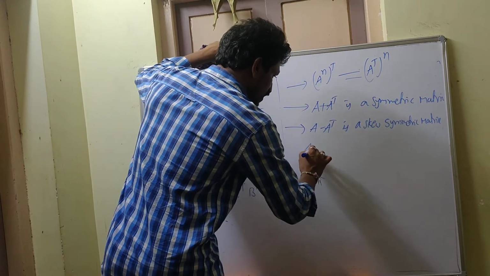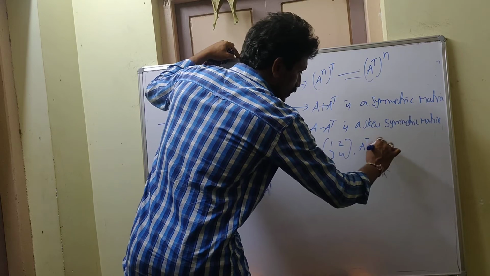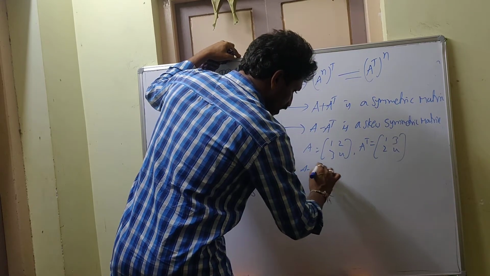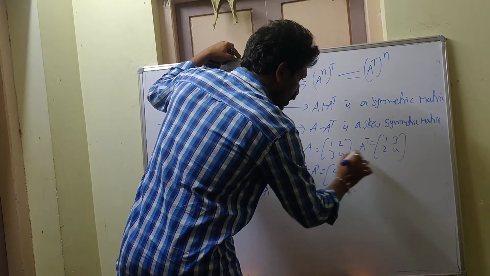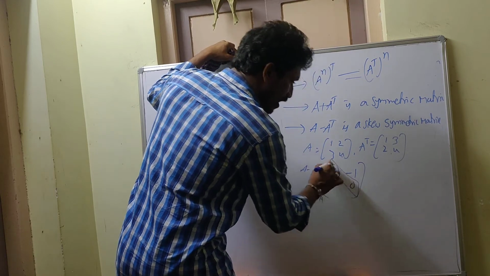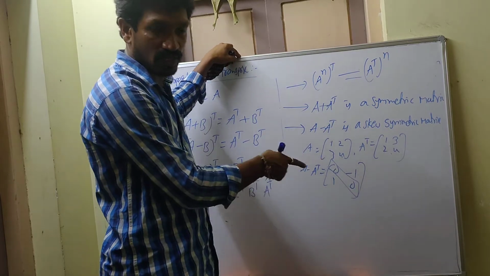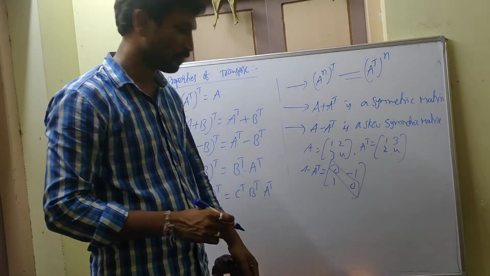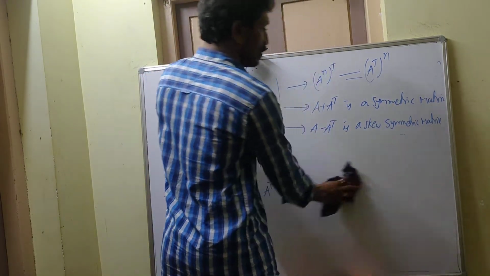See here, let us take A equal to the same example: 1, 2, 3, 4. What is A transpose? A transpose is 1, 3, 2, 4. A minus A transpose, you take here. What is it? 1 minus 1, 0. 2 minus 3, minus 1. 3 minus 2, 1. 4 minus 4, 0. So all principal diagonal elements are zeros and the rest of the similar positions are equal, that means numbers are equal, signs are opposite. So it is skew symmetric. See, A minus A transpose is always a skew symmetric matrix.